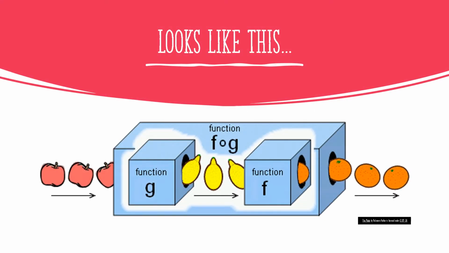It looks like this. If you have a composition f circle of g, that's how you read that. So you put an input, which is the apple, into the function g, and then the output of g would be the input to f, and the result would be your output.